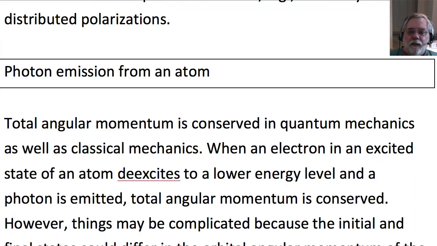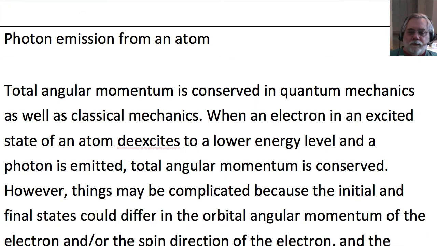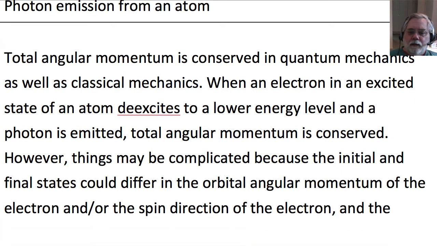Photon emission from an atom. Total angular momentum is conserved in quantum mechanics as well as classical mechanics. When an electron in an excited state of an atom de-excites to a lower energy level and a photon is emitted, total angular momentum is conserved, and the photon has some angular momentum.